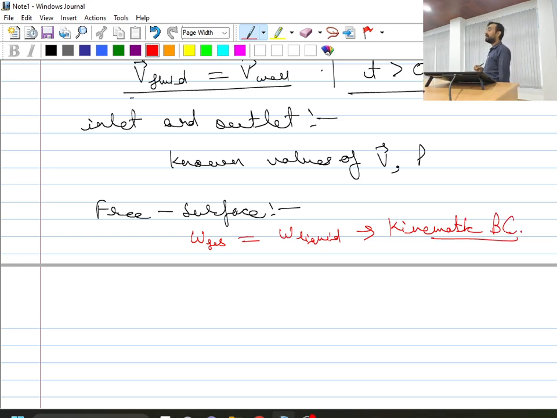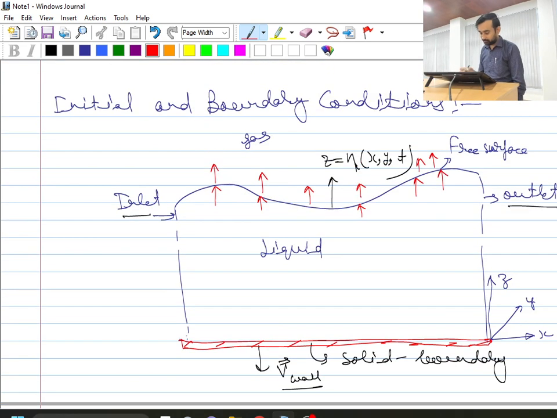This is called the kinematic boundary condition. Is this point clear? Then the second boundary condition I can have is that this liquid and this gas will have some interfacial shear. Say I have some tau on plane Z in the x direction, tau zx.